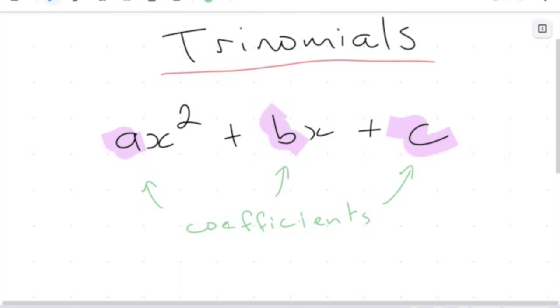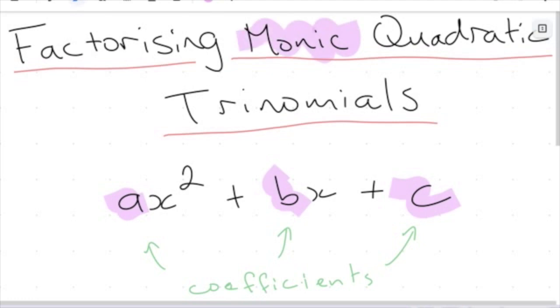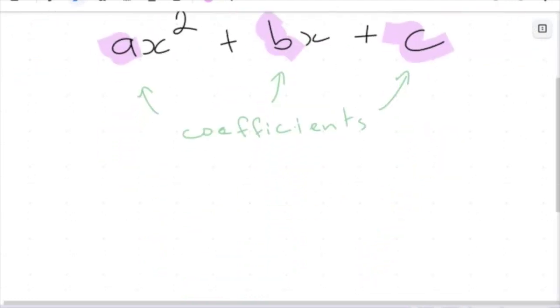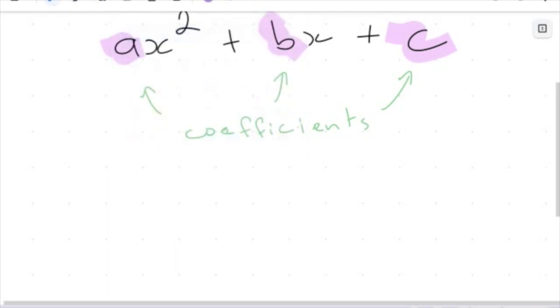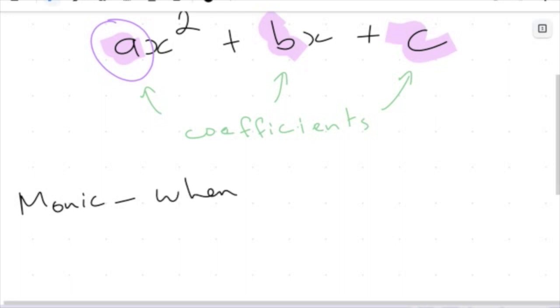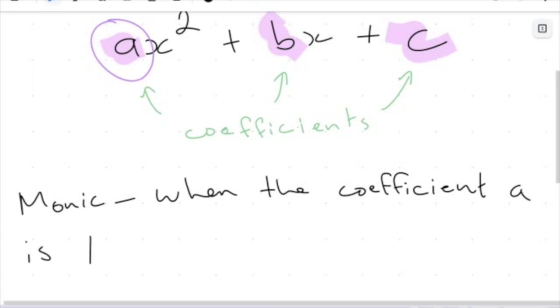Now, monic quadratic trinomials, this particular word here, all this means is that when my coefficient of A is 1, that's all a monic trinomial is. So I'm going to write that down here before we move on. A monic quadratic trinomial is when the coefficient A is 1. That's all we mean by that.